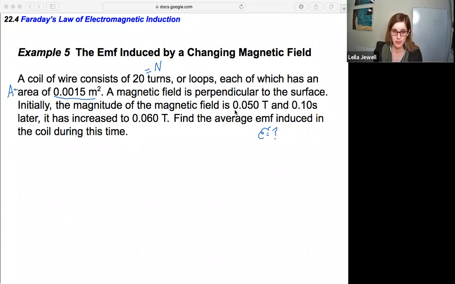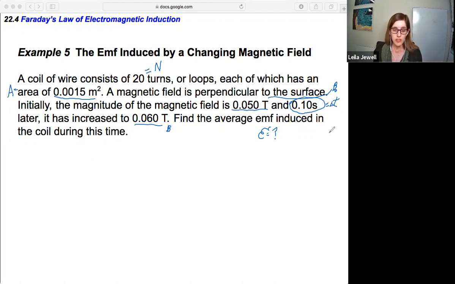And then let's see the other numbers. We have initially the magnetic field, and then later it has increased. So I'm going to call the first one B sub 0, versus the later one is just going to be capital B for the final magnetic field. We also note that there's this time, 0.10 seconds. That is the difference between the initial and the final, because at some initial time we have one value, and after this time interval it's increased to the other value. So I can describe this as my delta t.